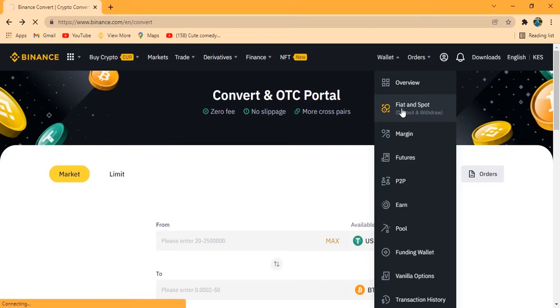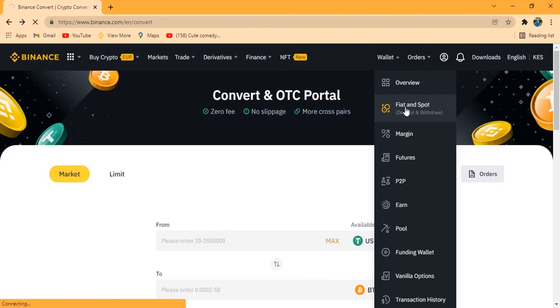So your P2P money is in the funding wallet, so we are going to transfer it from the funding wallet to the fiat and spot account. We are going to click fiat and spot account, and then transfer money from the funding wallet to fiat and spot, so that we can trade on advanced. I hope you have understood that one. It's a very easy process.